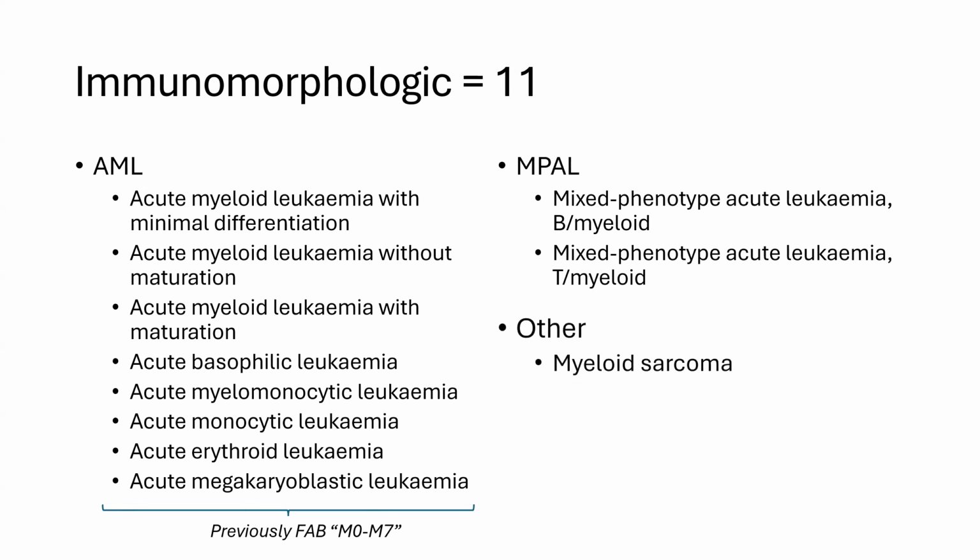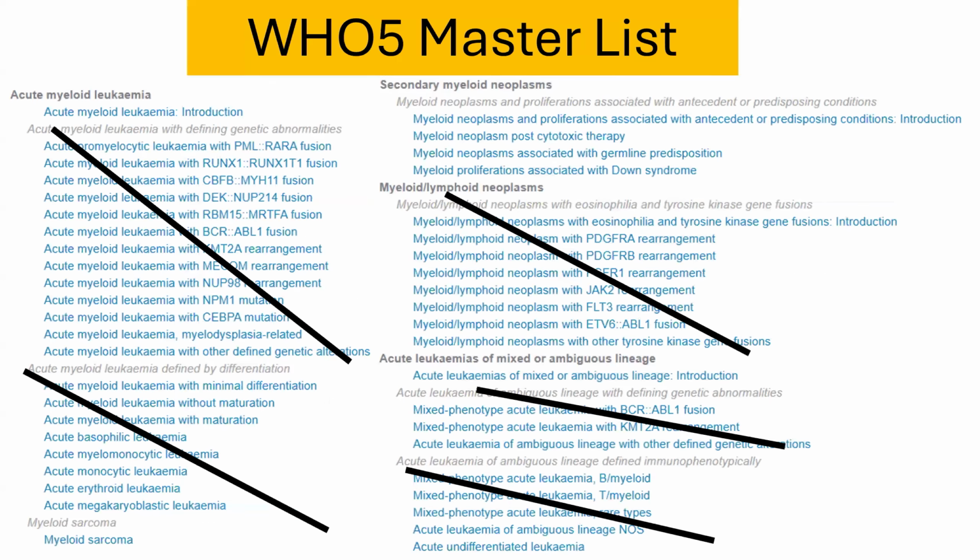A third flavor of acute myeloid leukemia, which we can include in this immunomorphologic category or grouping, is myeloid sarcoma, which is different because it is sheets of blasts that instead of occurring in the bone marrow or peripheral blood, occur as a mass. With that simple description, we go back to our list and there's only a few more left.